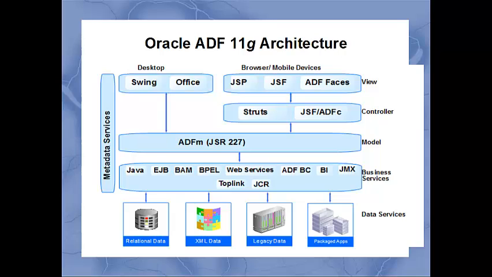We will see the high-level view of ADF 11G architecture. For desktop application, we can use Swing or MS Office, and for browser or mobile devices, we can use JSP, JSF or ADF Faces. For web application, probably we'll need a controller, and ADF gives you task flows for controller, and also we can use threads in the controller layer. Coming to business services, a simple Java program, EJB, or complex people or web services can be used. The generic data bindings layer, which we call the model, will abstract these business services, pull the data and give it to the view layer.